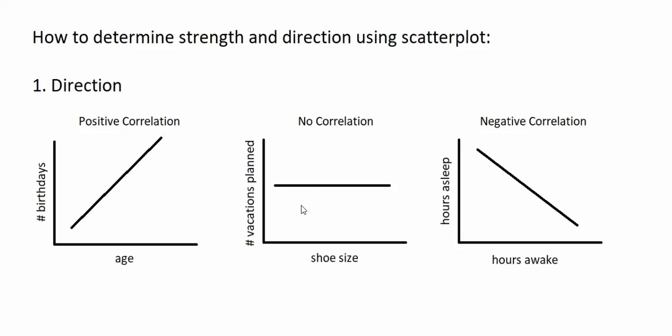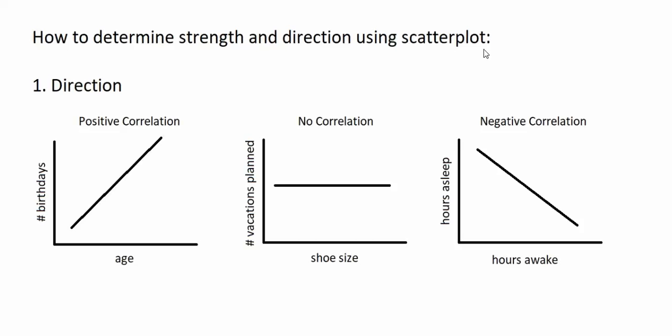My intuition was telling me that, on average, people with smaller shoe sizes and people with bigger shoe sizes are about equal in how many vacations they're planning. If you looked at people with small shoe sizes, you would see a range of number of vacations being planned, and if you looked at people with large shoe sizes, you would see a similar range. Overall, there'd be no difference between the people with smaller feet and the people with bigger feet. That's my intuition, I guess. So this is how you determine direction using a scatter plot.